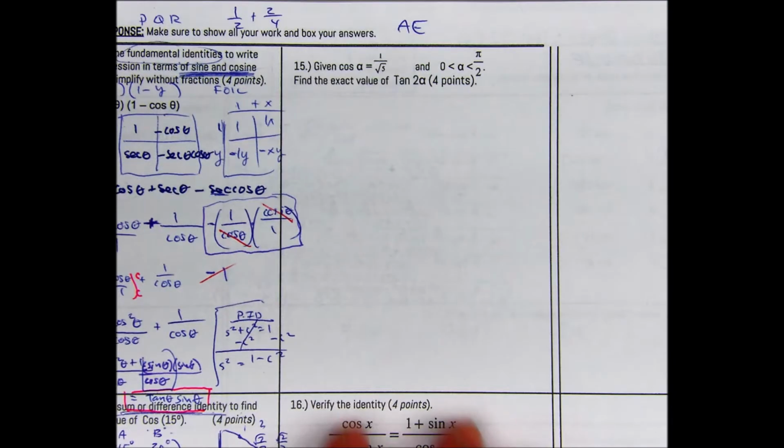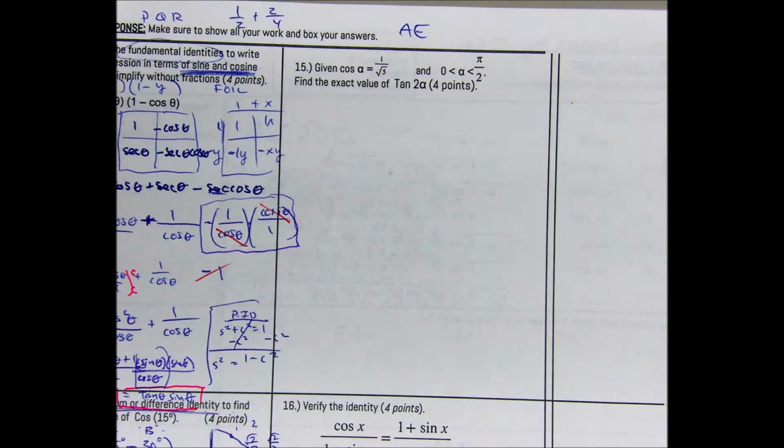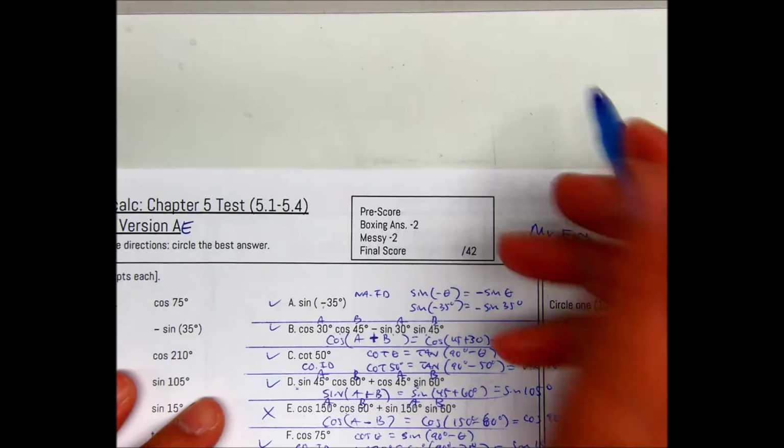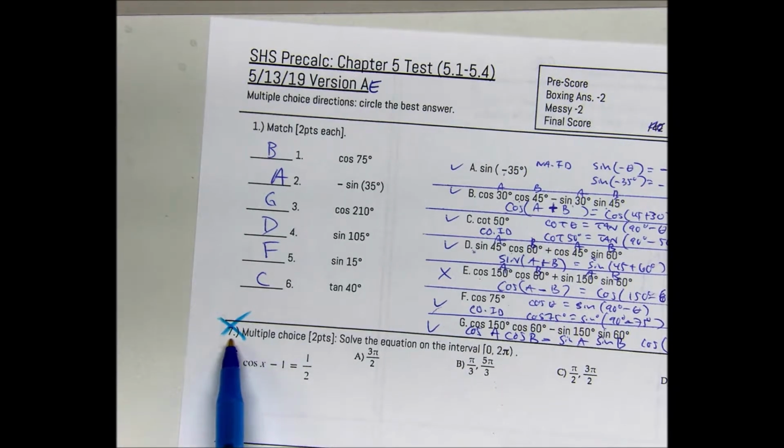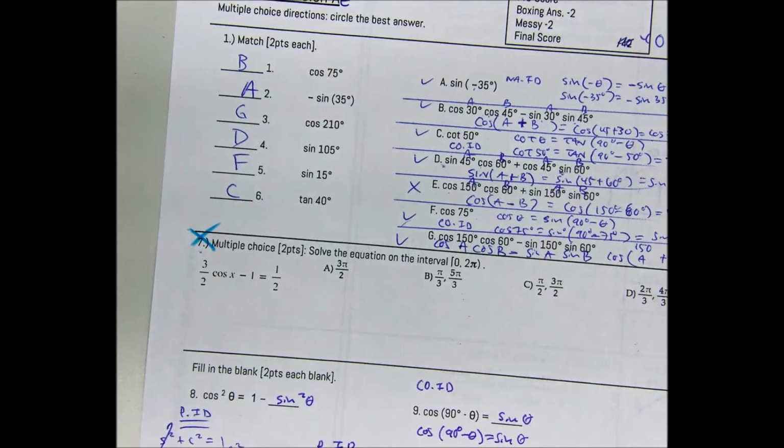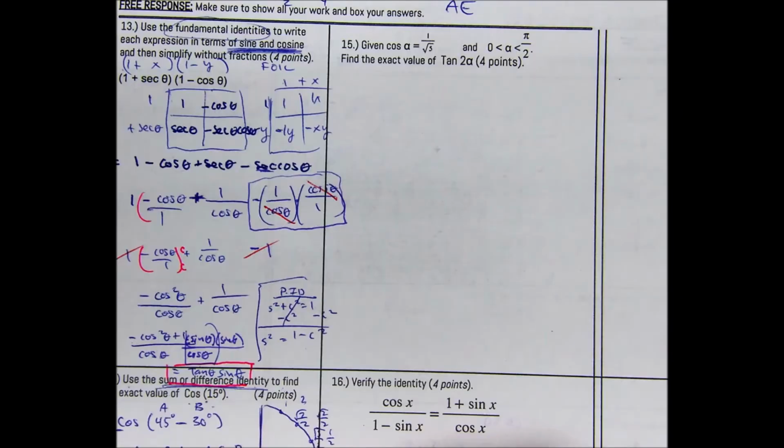Alright, so I'm on versions A and E now. Just a reminder that the test was out of 40, not 42. The reason why is I skipped question number 7. Okay? There are some errors on one of the versions.